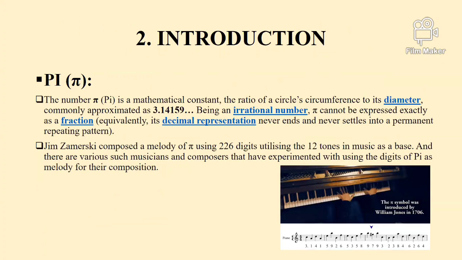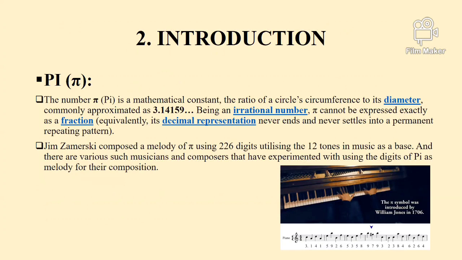Now, as we all know, the number pi is a mathematical constant, the ratio of a circle's circumference to its diameter, commonly approximated as 3.14159 and so on. Being an irrational number, pi cannot be expressed exactly as a fraction. Equivalently, its decimal representation never ends and never settles into a permanent repeating pattern.